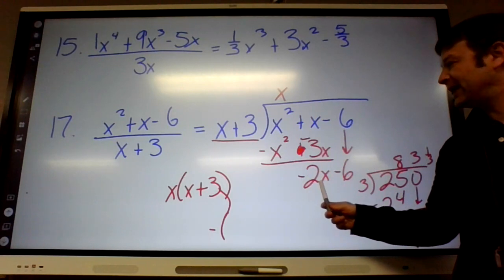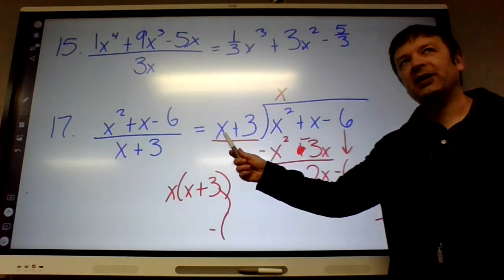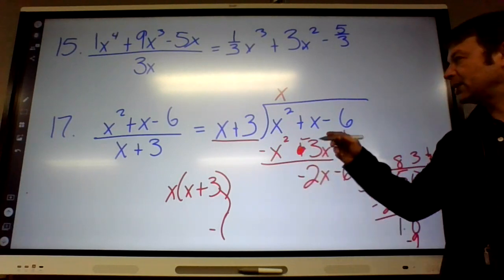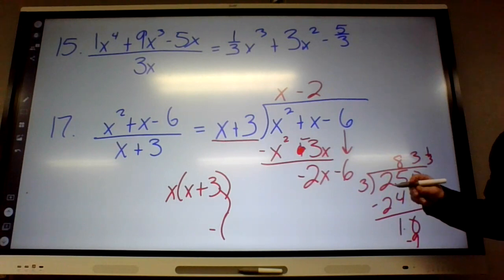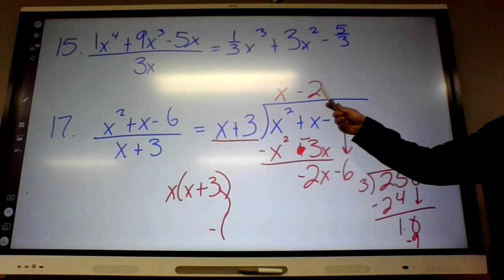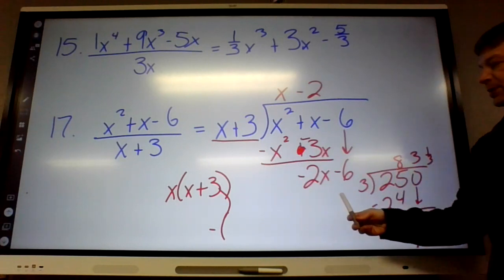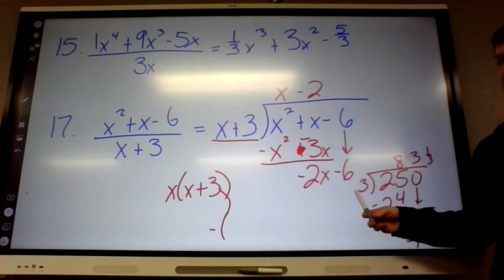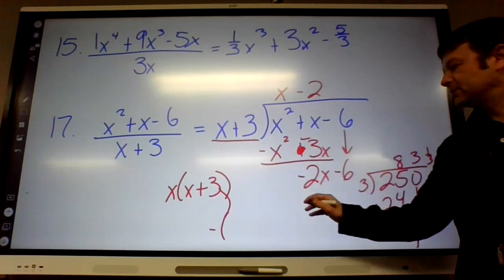Lost my place. What's negative 2x divided by x? Or x times what equals negative 2x? Negative 2. Then I'm going to multiply negative 2 times this, put it down here, and subtract it. Negative 2 times x, negative 2x.